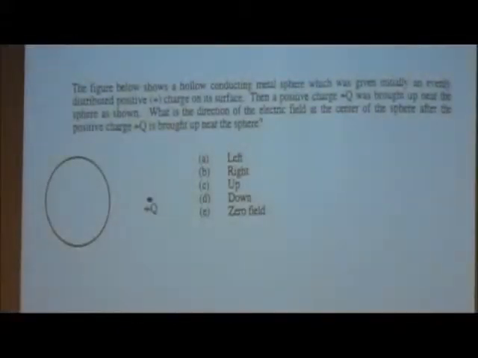Okay, so here is the next question. It says the figure below shows a hollow conducting metal sphere which was given initially an evenly distributed positive charge on its surface. Then a positive charge plus Q is brought up near the sphere. What is the direction of the electric field at the center of the sphere after the positive charge Q is brought up near the sphere? Those are the choices. Please talk to a person next to you. You have 1 minute to answer.